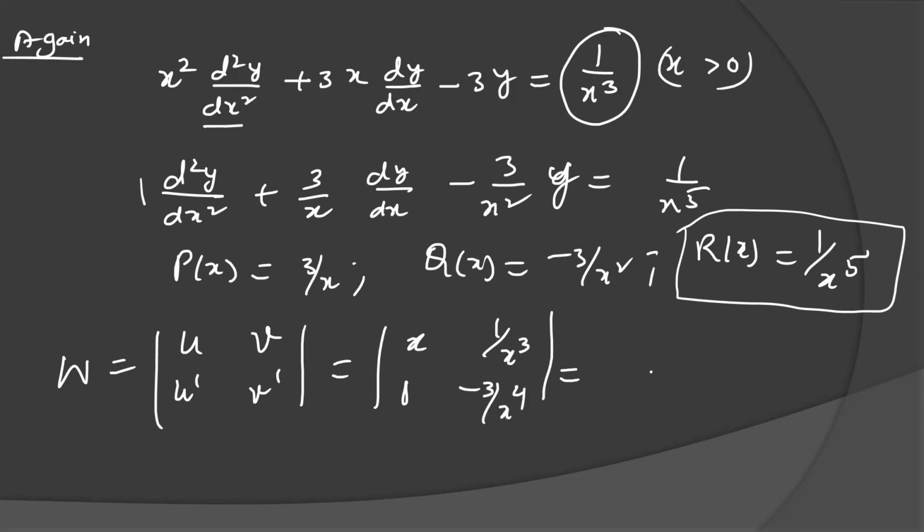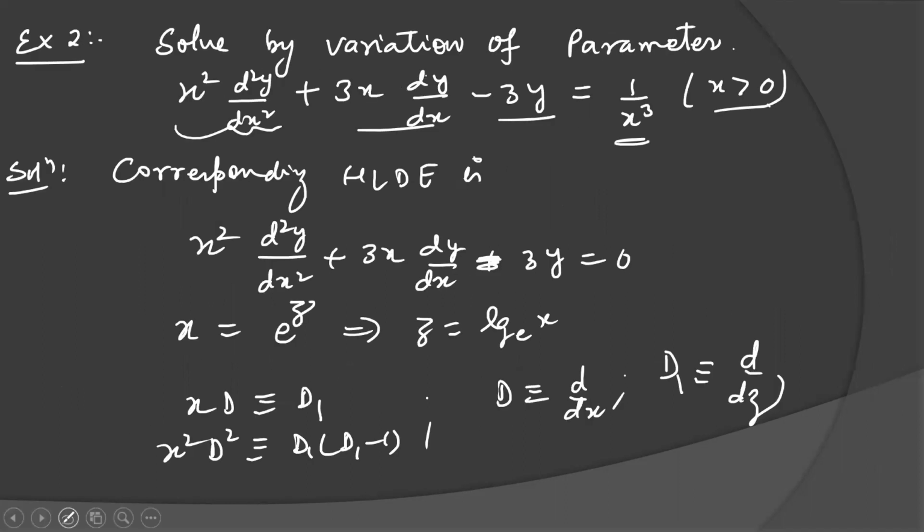So if you expand this determinant, you will get minus 3 over x cube minus 1 over x cube. So it is minus 4 over x cube. And it is not equal to 0 because x is greater than 0. It is given in the question. Okay, now we will write the particular integral.